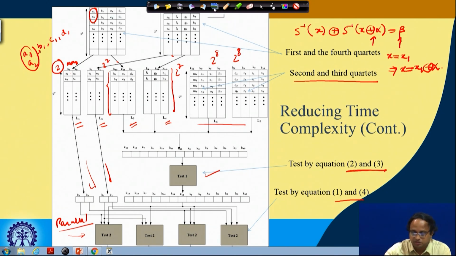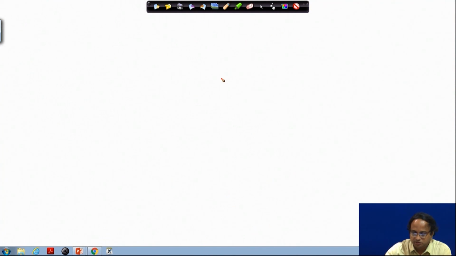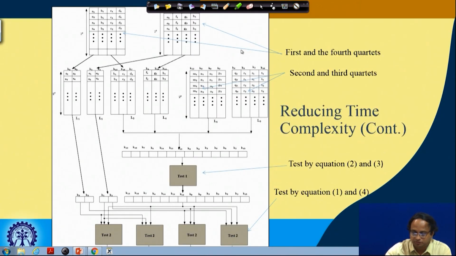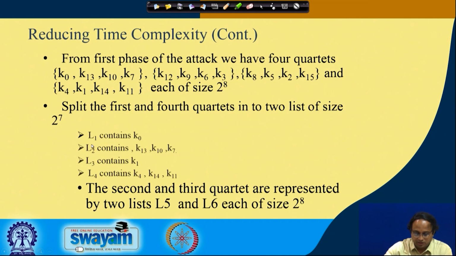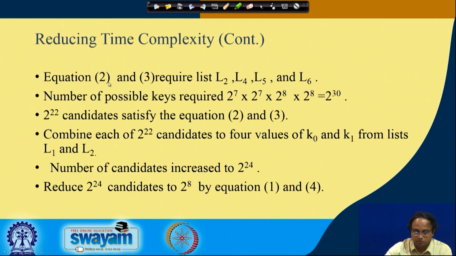What I am trying to say here is summarized in the next discussion. For example, what you can observe here is that L1 contains K0, L2 contains K13, K10 and K7, the remaining 3 bytes. L3 contains K1, L4 contains K4, K14 and K11. The second and third key quartets are represented by 2 lists, L5 and L6, each of dimension 2 power of 8. So if you look at equations 2 and 3, you have these lists, the total dimension is 2 power of 30, and if you now use equations 2 and 3, you can reduce it to 2 power of 22 candidates.